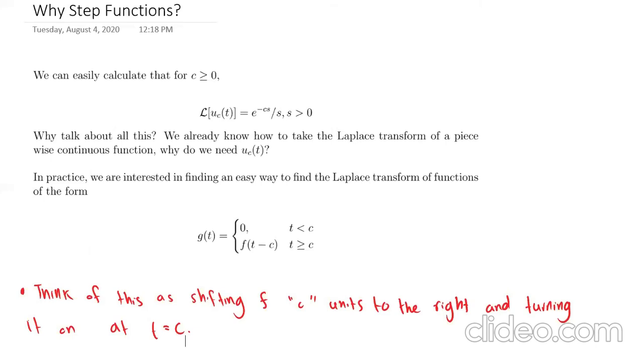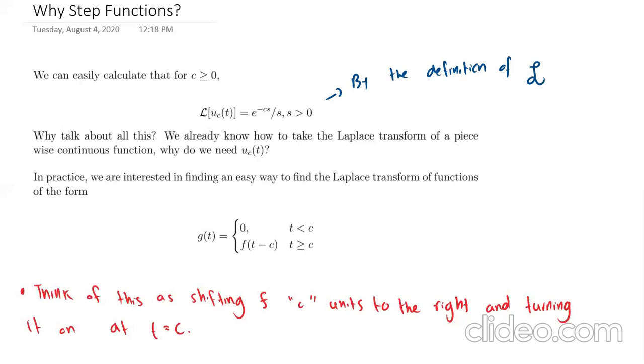Now, first, you can easily compute the Laplace transform of u sub c of t, of a step function, just using the definition of the Laplace transform. If you have c greater than or equal to 0, then the Laplace transform of u sub c of t is e to the negative c s over s, for s greater than 0. And this you just compute by the definition. Just divide your integral into subintervals.